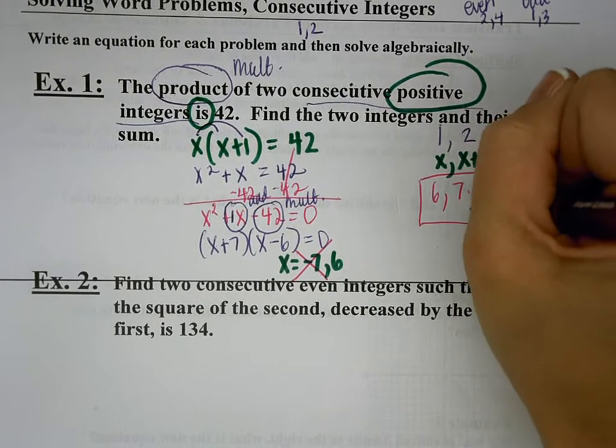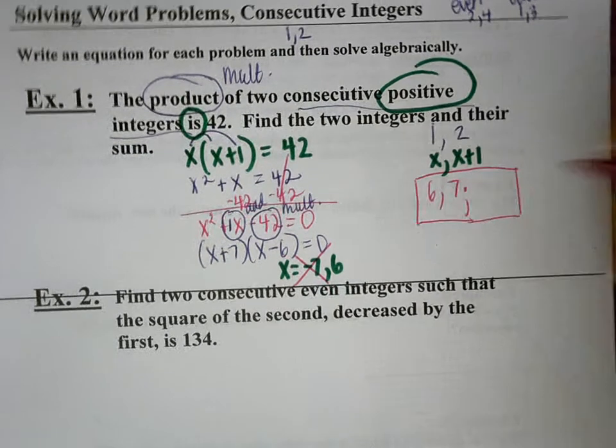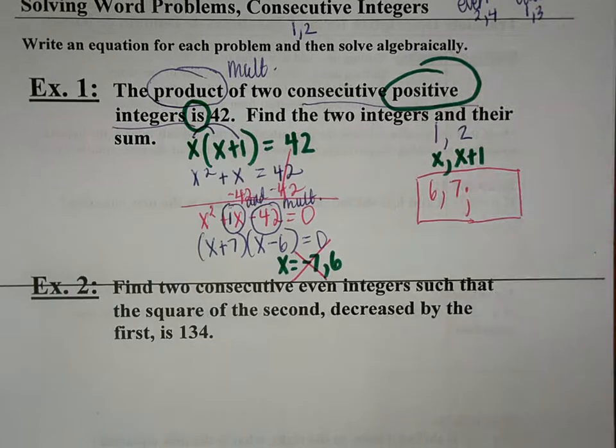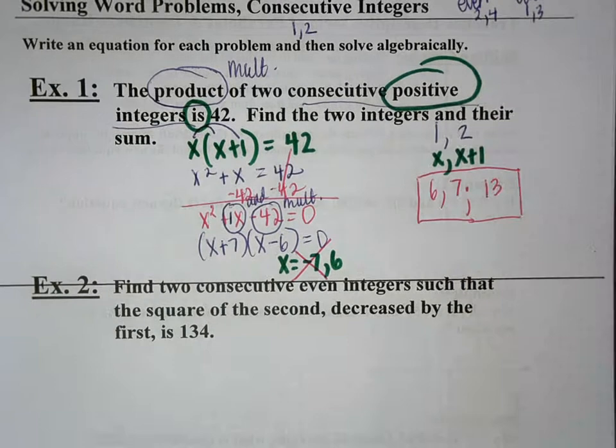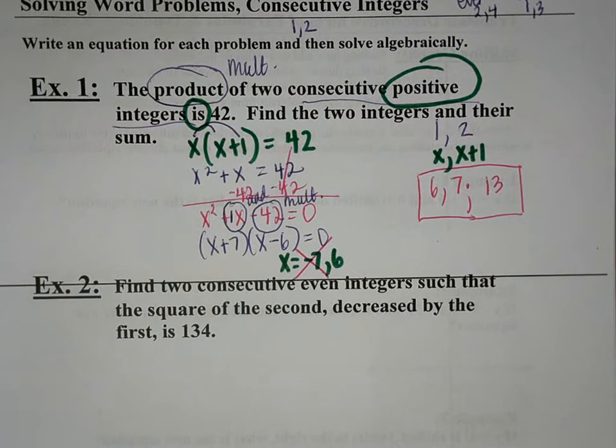They also asked you, find the two integers and their sum. So what is the sum of 6 and 7? 13. So there's a couple parts to my answer. Easy cheesy, pumpkin easy.